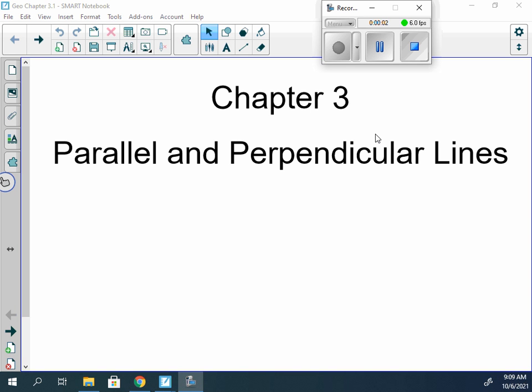So today we are starting chapter 3. Now, what we're mainly going to be covering in chapter 3 is a lot dealing with parallel and perpendicular lines.